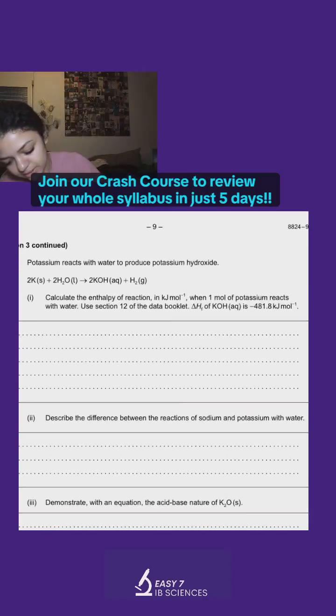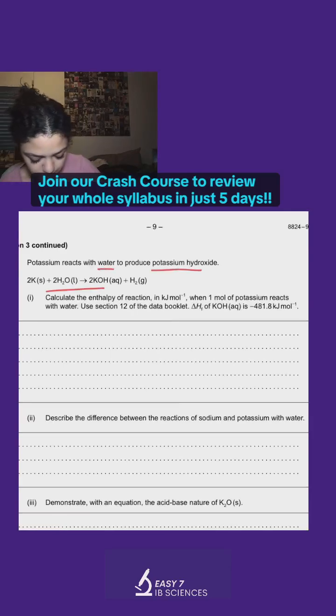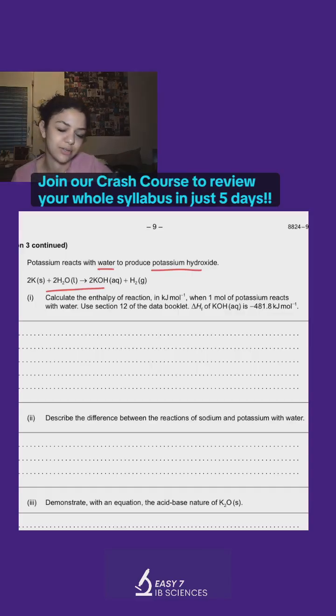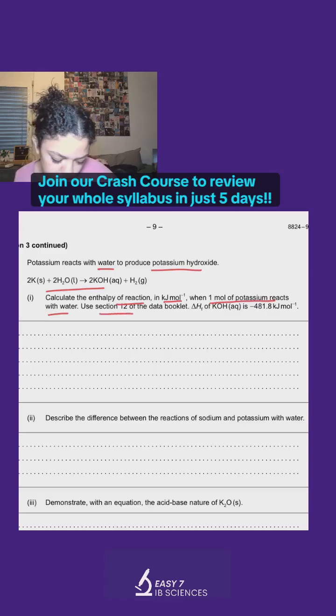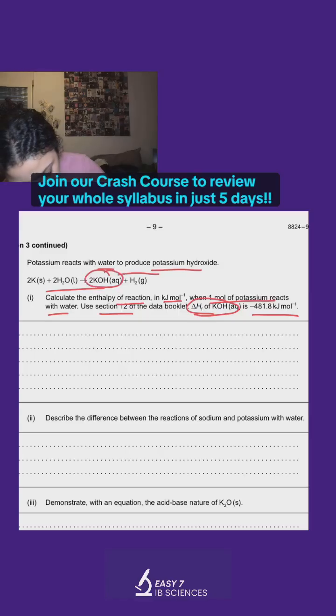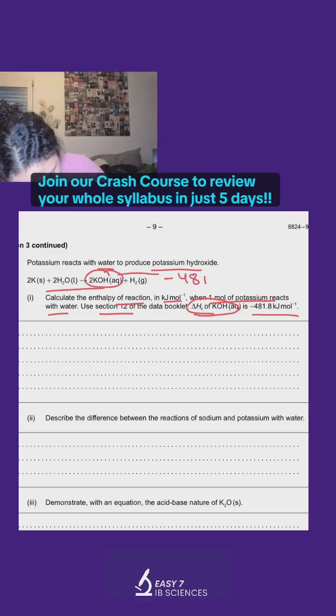It says potassium reacts with water to produce potassium hydroxide. And here's our nice equation. I always love when they give me an equation because I don't want to draw my own equation. But it says calculate the enthalpy of the reaction in kilojoule per mole when 1 mole of potassium reacts with water. Use section 12 of the data booklet, and it gives you the formation of potassium hydroxide here. So this is negative 481.8, and it tells you it's the formation.